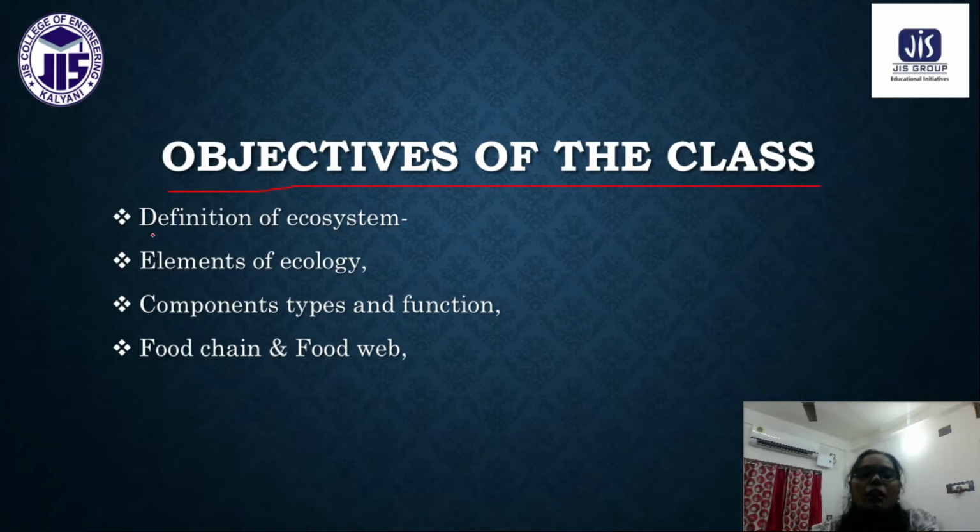So first we will define the ecosystem. Next we will see what are the elements of ecology. Next we will discuss about the types of components of ecosystem and their function, and also we will discuss about the food chain and food web.